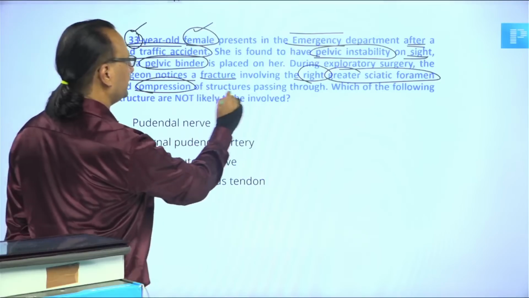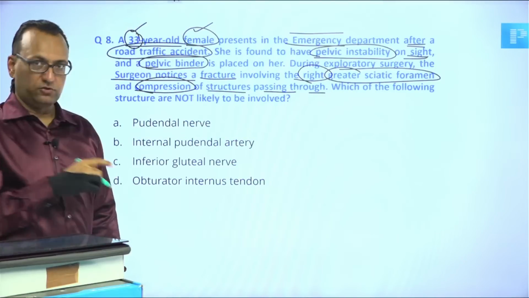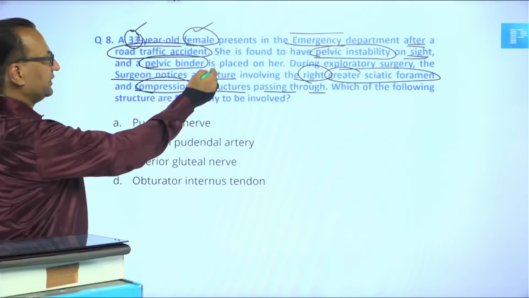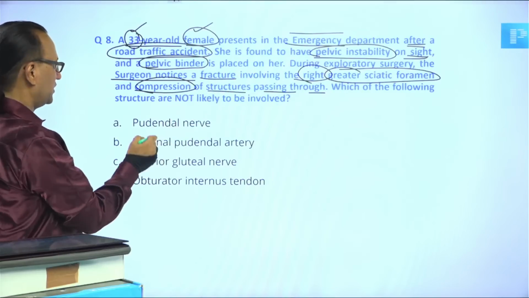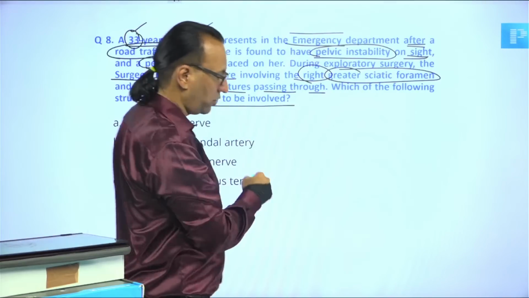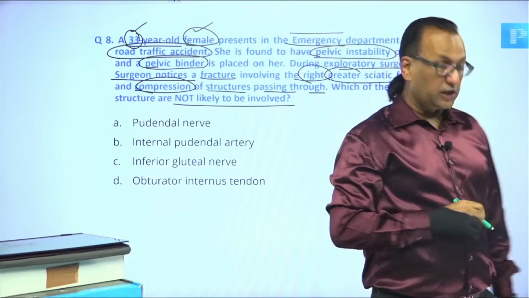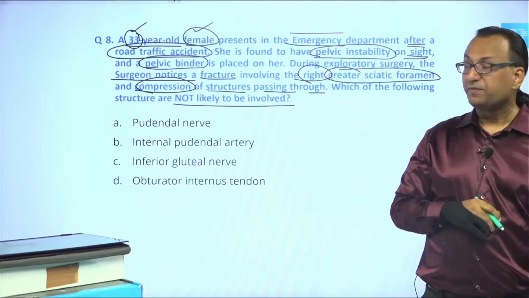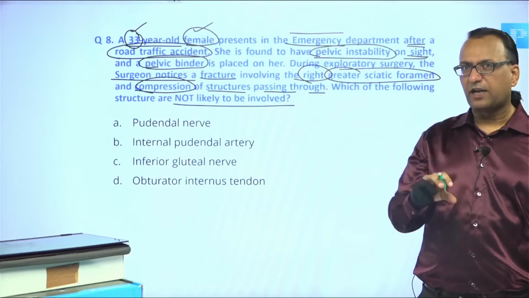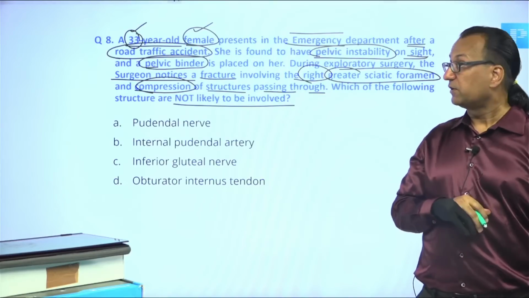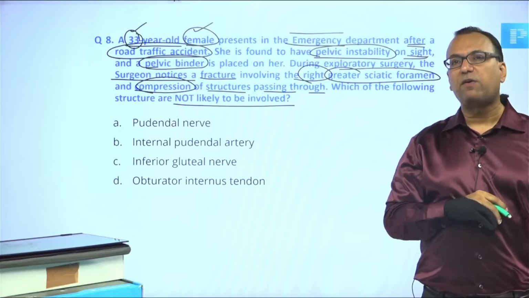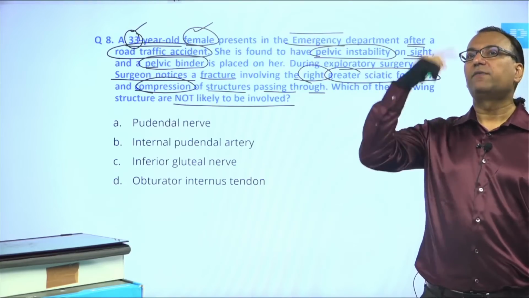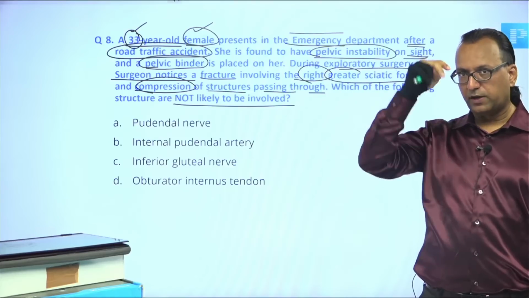Compression of structures passing through. So you should know what structures pass through the greater sciatic foramen. Right hip bone, what is not likely to be involved? This is asking about the structures passing through the greater sciatic foramen on the right side, and there is a fracture, so it might be dislocated, compressing some of the structures. Mostly the piriformis muscle passes through the greater sciatic notch, a nerve above, a nerve below: superior gluteal nerve, inferior gluteal nerve.